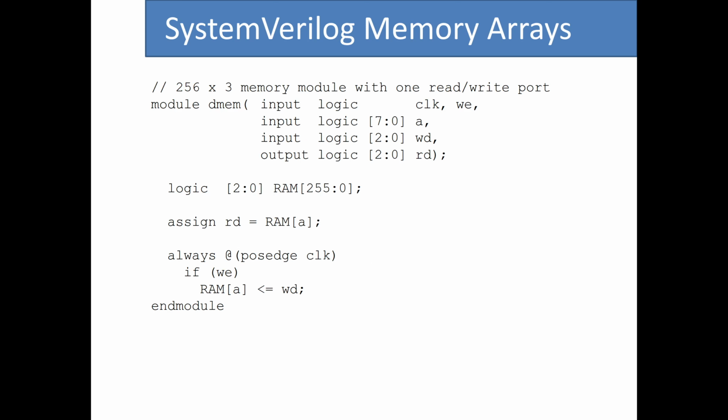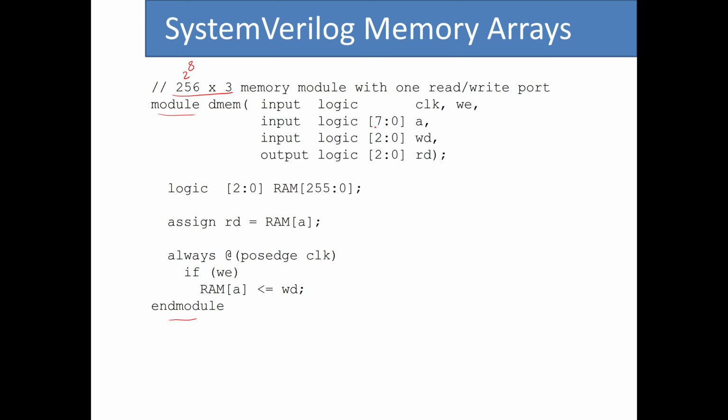You can use System Verilog to define memory arrays too. So here I'm using System Verilog to define a 256 by 3 memory module with 1 read and write port. So if you remember, this was basically 2 to the power 8. That means that we have 8 bits of address and each word has 3 bits. So we have the usual module and endmodule, the name that I gave this memory unit, dmem, and then for the sets of inputs we have clock and WE, which is the signal for when we want to write the data.